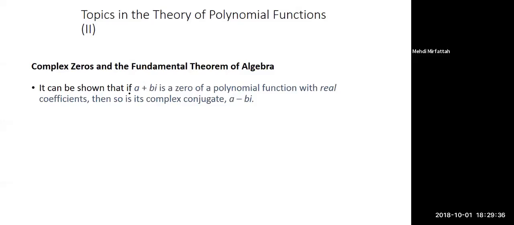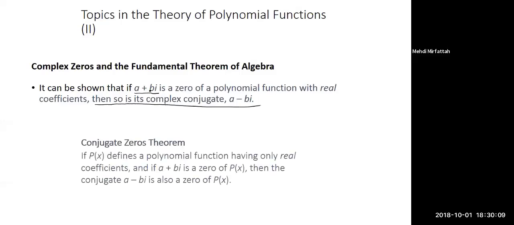It can be shown that if a plus bi, you guys remember when we talked about the complex number before? A plus bi was a complex number. If a plus bi is a zero of our polynomial function with real coefficients, then so is its conjugate. So if a plus bi is a zero of a polynomial, we want to recall now that a minus bi also would be a zero of that same polynomial. So, the conjugate zero theorem. Let's take a look at this.